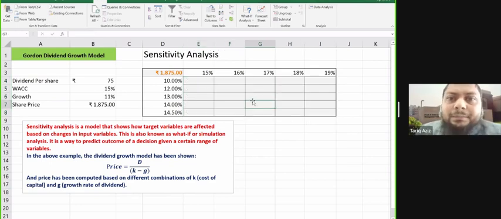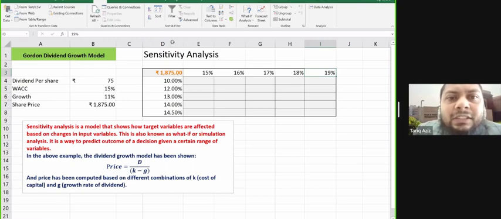First, you have to prepare a table like this, and enter values in the rows and columns. I have already entered the rows: 15%, 16%, 17, 18, 19. These are the values that I want to check. I want to change the weighted average cost of capital, because on the left hand side, the only value I have tried is 15%. I want to see the impact on the share price if it increases from 15 to 16, 17, 18 and 19.